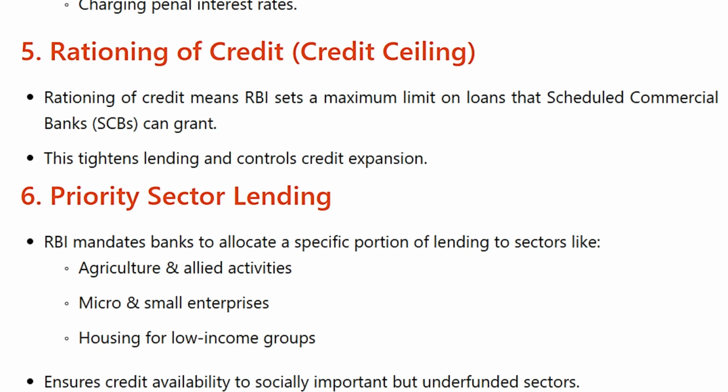Priority sector lending: RBI mandates banks to allocate a specific portion of lending to sectors like agriculture and allied activities, micro and small enterprises, and housing for low-income groups, to ensure credit availability to socially important but underfunded sectors.